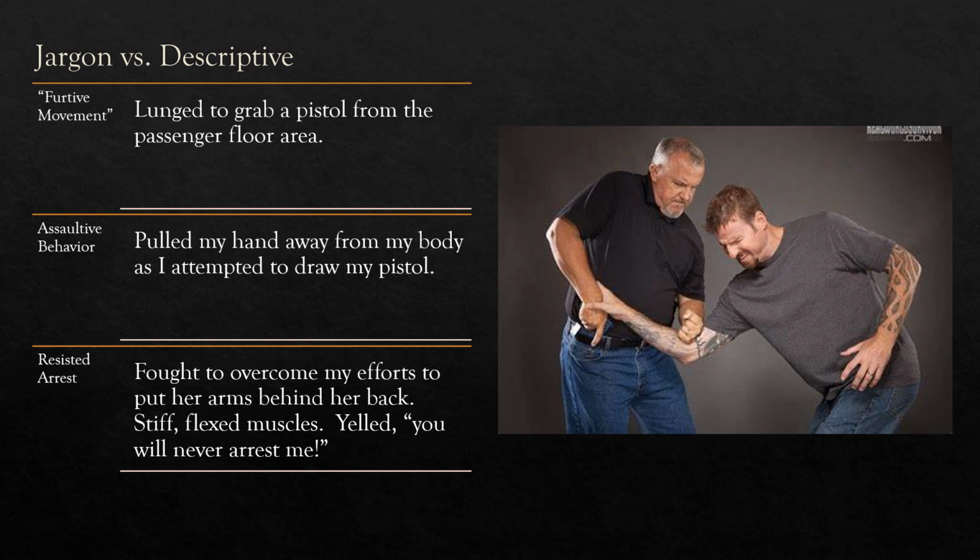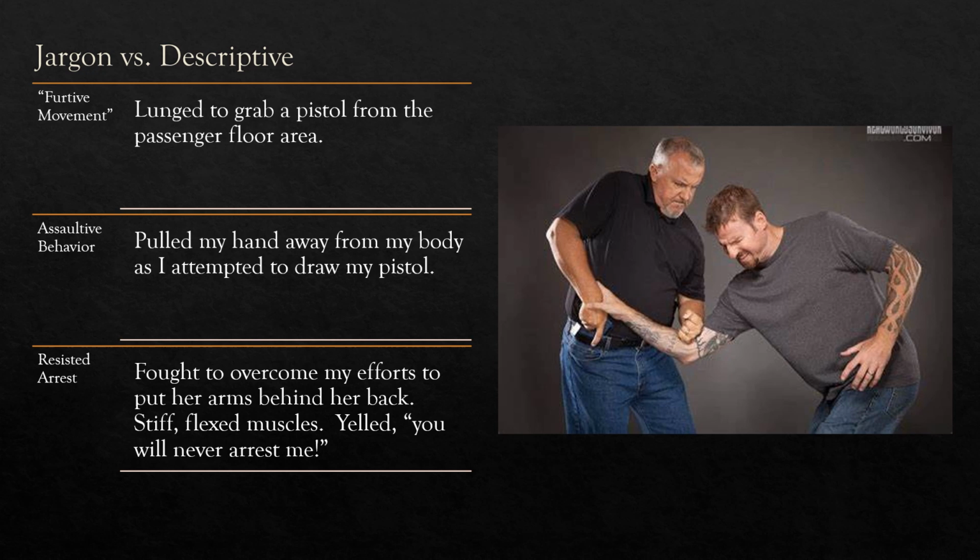But for the general audience, furtive movement could mean any number of things. So instead of using that generic jargon, it's much better to be descriptive in describing exactly what the movement was. An example would be, "The suspect lunged to grab a pistol from the passenger floor area." Even better would be describing what else was in the passenger area of the vehicle.